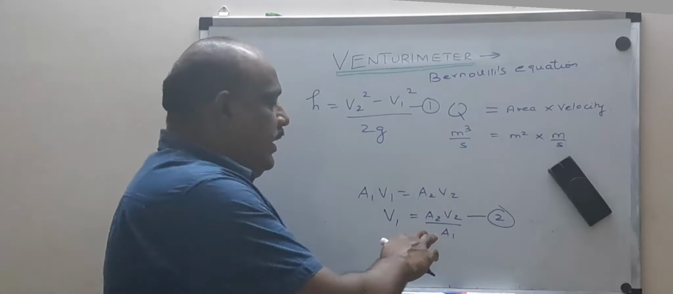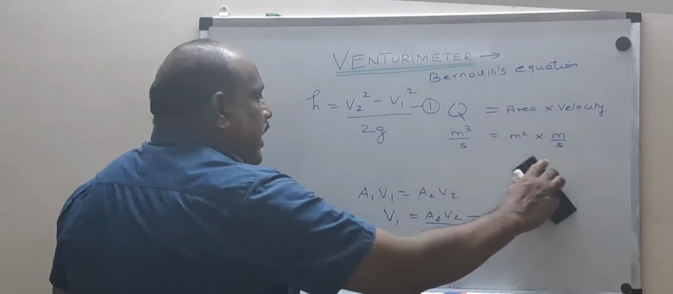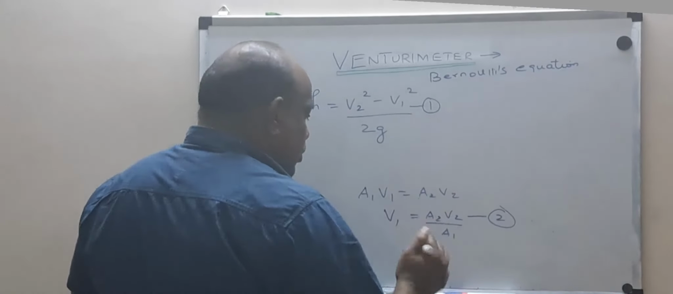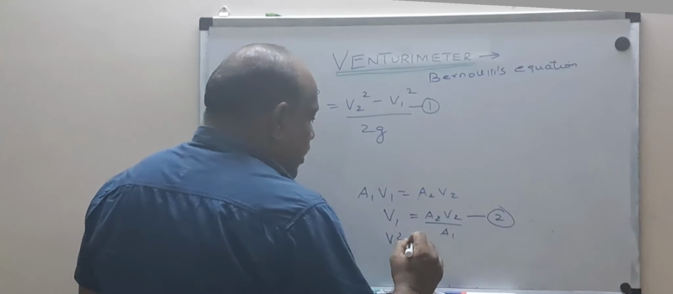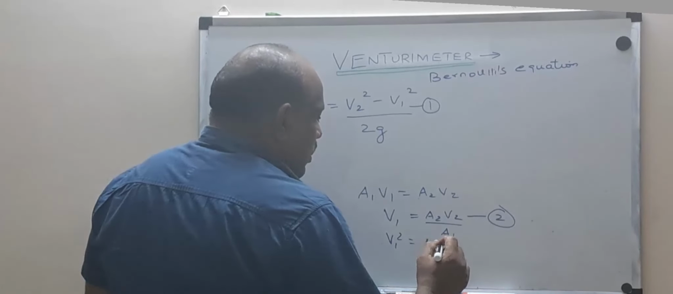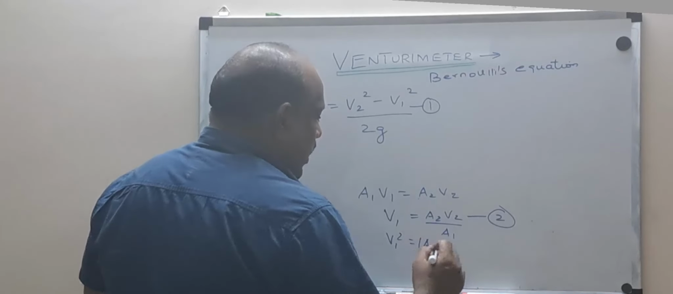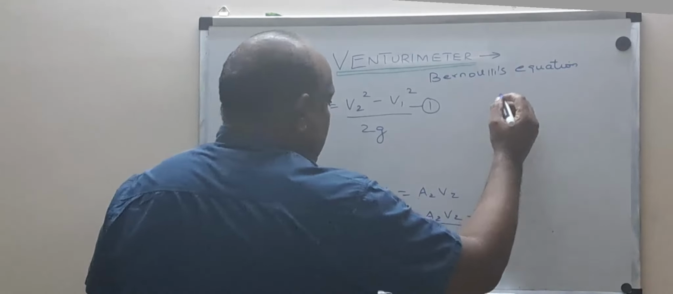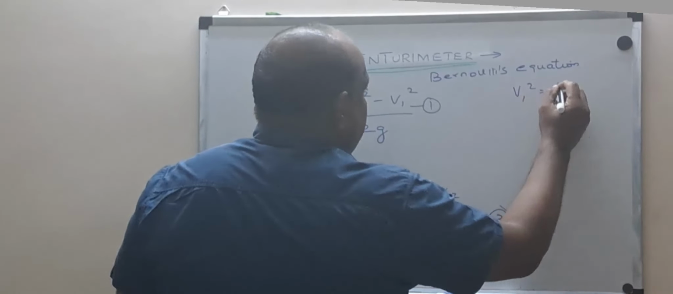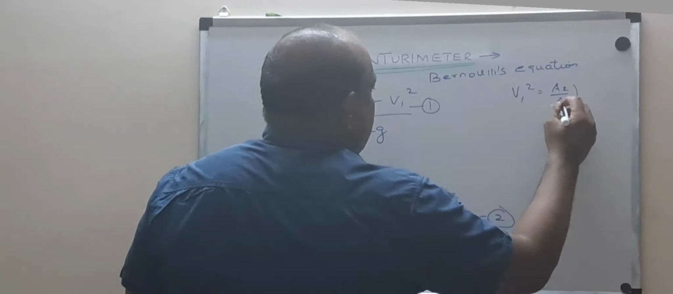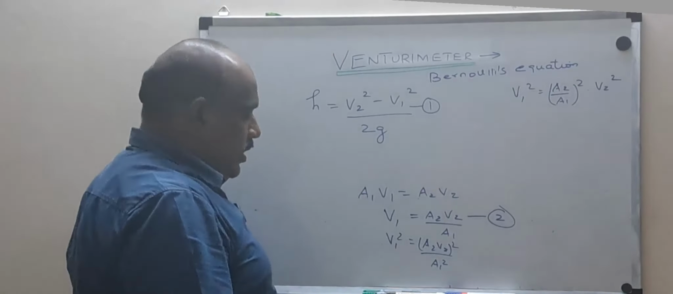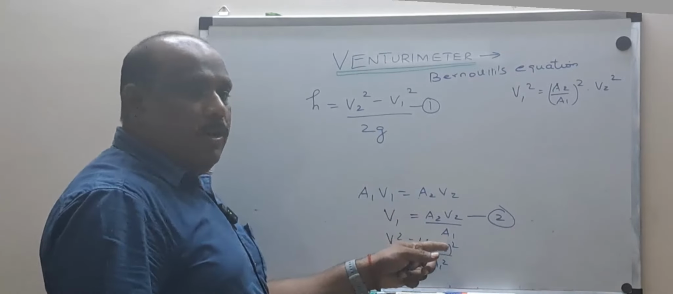From that I am trying to find V1. V1 will be equal to A2 V2 by A1. So trying to substitute this value in 2 in 1. So what will be V1 squared then? V1 squared will be equal to A2 V2 whole squared by A1 squared. Otherwise I can write V1 squared as A2 by A1 the whole squared into V2 squared. Got it what I am telling?